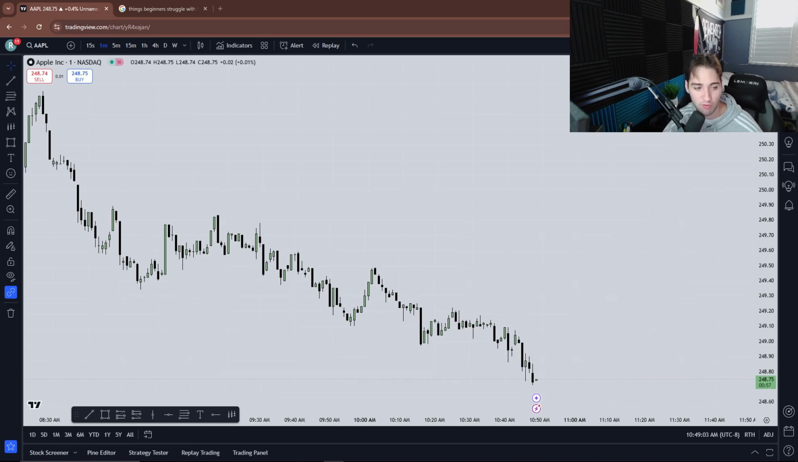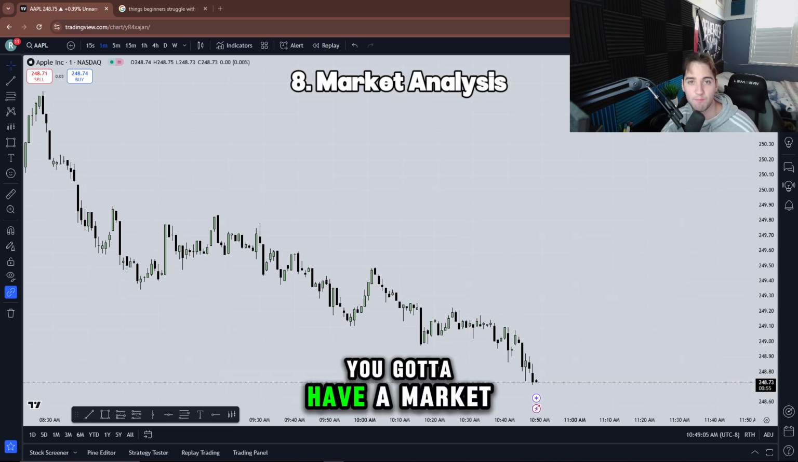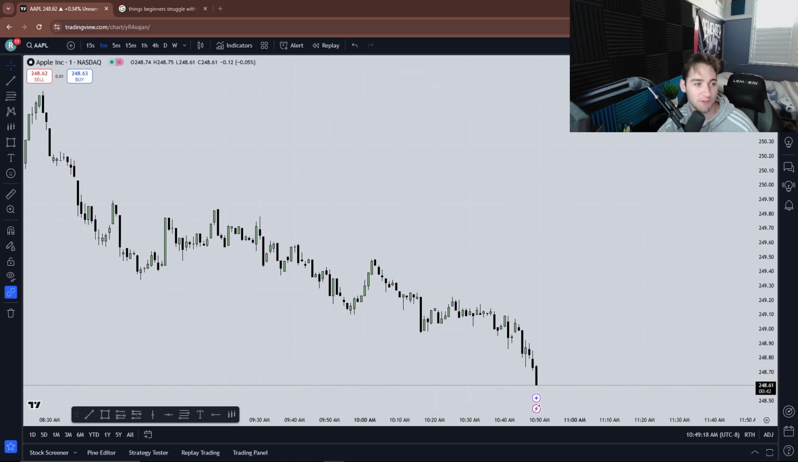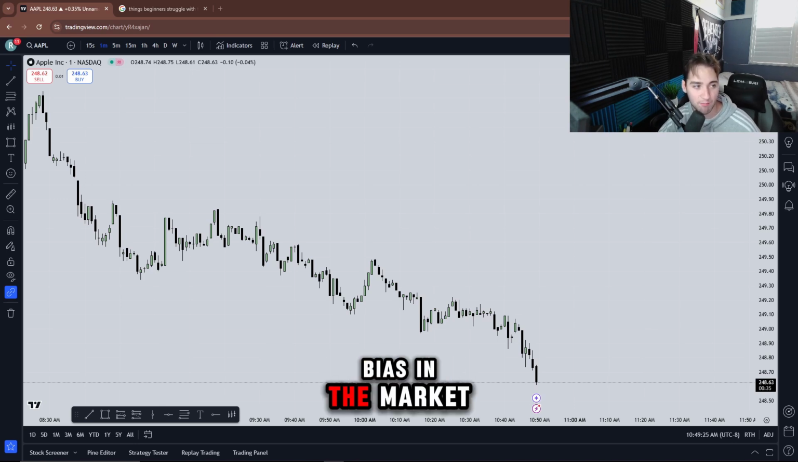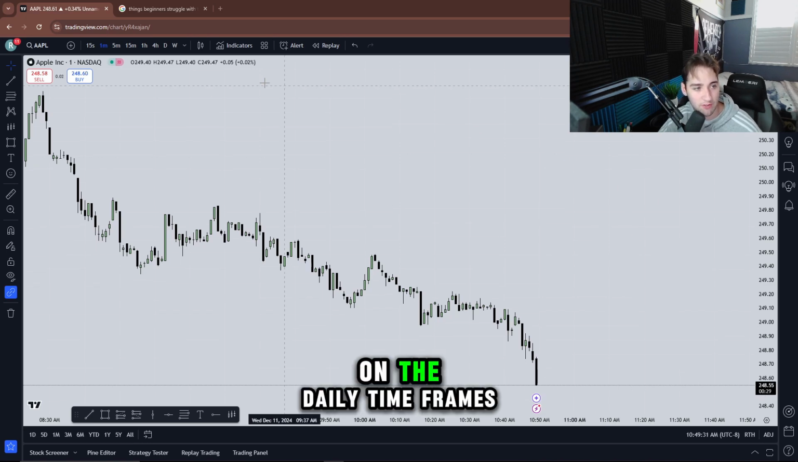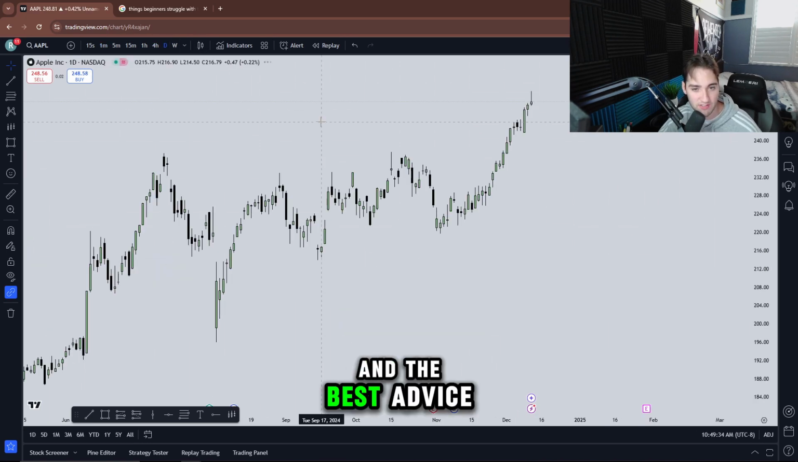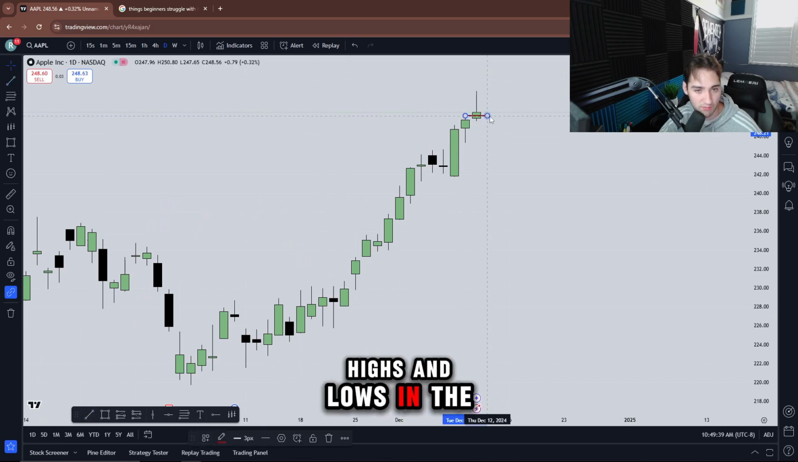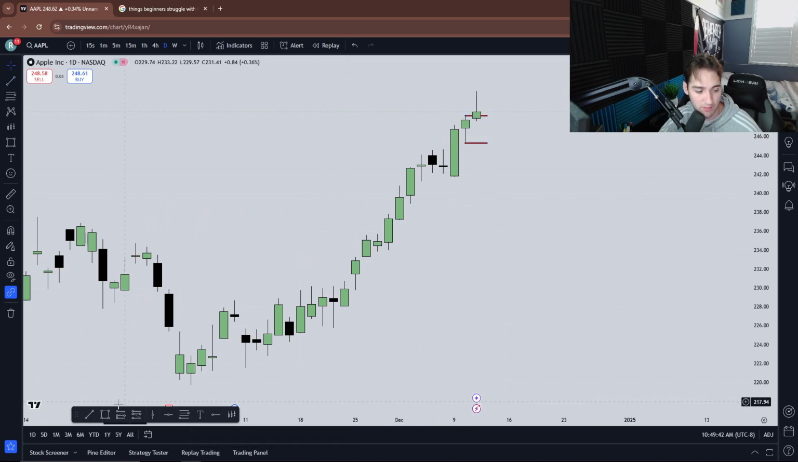When it comes to doing a trade, everybody, you've got to have a market analysis, okay? When you first start out as a beginner trader, what you need to do is look in the markets for a bias. You've got to have a good bias in the market. What does that mean? You've got to know what the market's going to do beforehand, okay? So you want to go on the daily time frames, and the best advice I can give you right now as a beginner is to mark out highs and lows in the markets, okay? So you mark out this candlestick high and low, right?